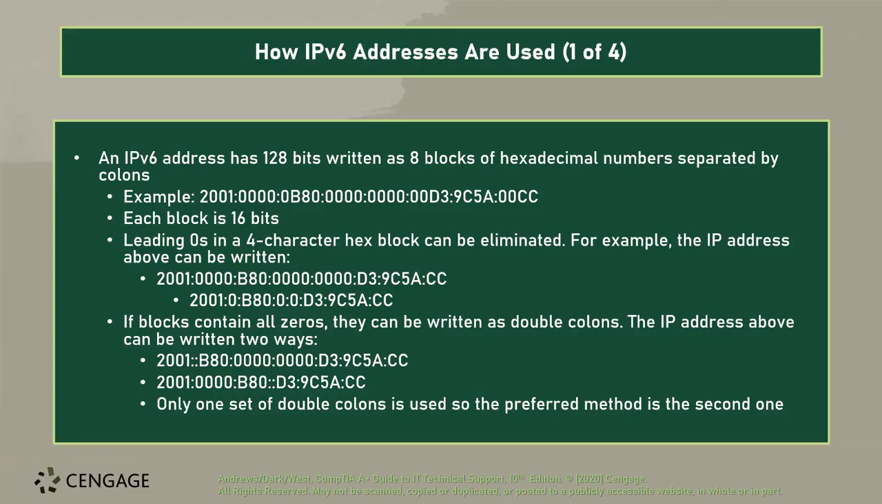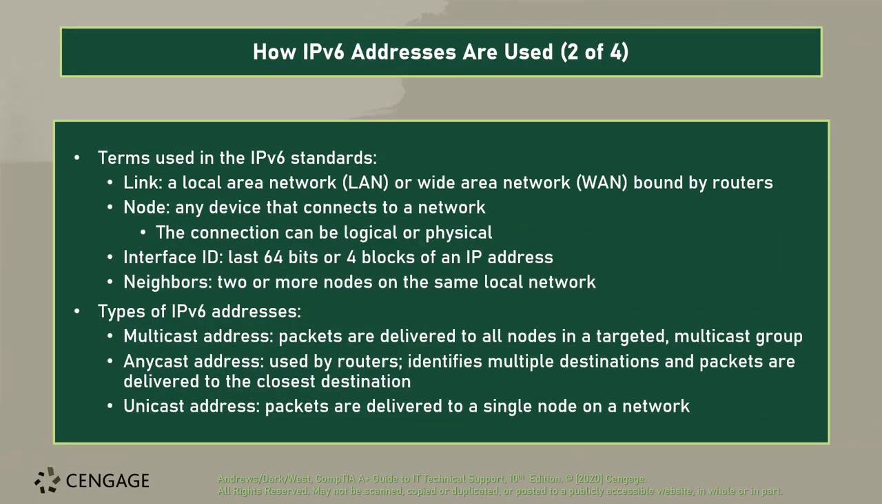Now in IPv6, we often use some terminology to identify different devices. A link is a local area network or wide area network that is bound in by routers. A node is any device that connects to a network, either logically or physically. The interface ID is the last 4 blocks of an IP address. The neighbor identifier is given to those who are 2 or more nodes on the same local network. So neighbors physically could very well be neighbors logically, but that is not necessarily a guarantee.